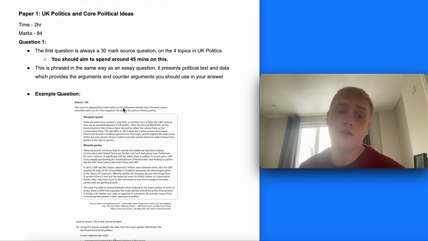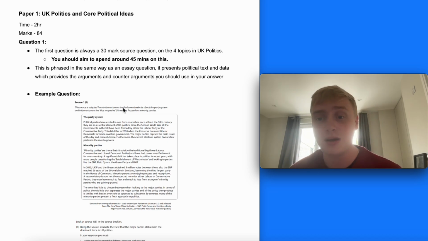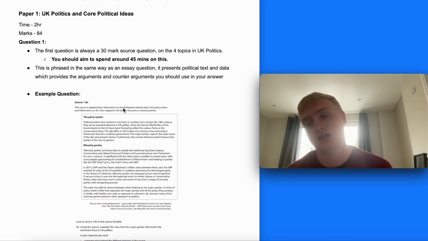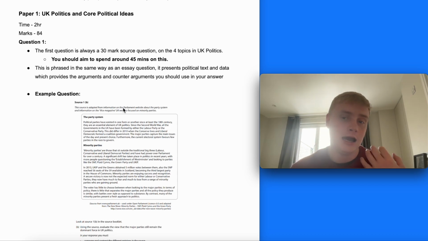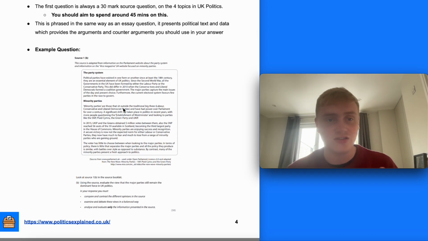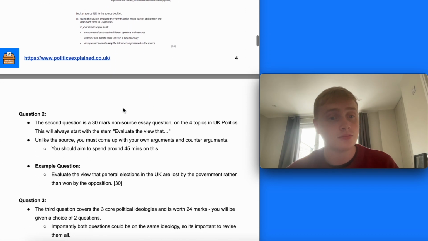So you first have that 30-mark source question on the 4 topics in UK politics: democracy and participation, political parties, electoral systems, and voting behaviour and the media, and it'll be on one of them. You get a choice of questions. It's phrased in the same way as an essay question, and it presents political text and data which provide arguments and counter-arguments you're going to use in your answer. You're going to explain these arguments, bring them in, and ultimately come to a judgment. You can pause the video and have a look at an example of what this looks like here.